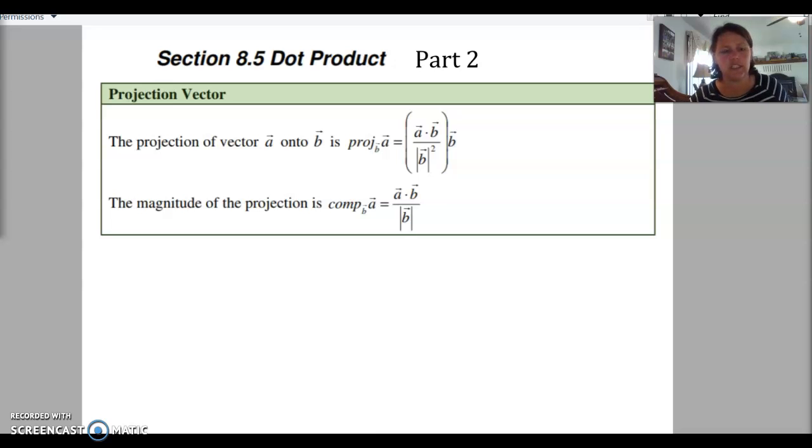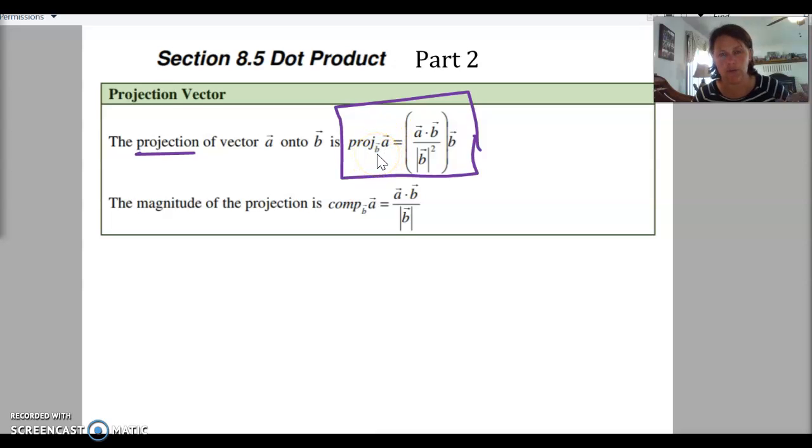Okay, so we're ready to continue on with section 8.5, part 2. This is projections and also the magnitude of the projection. First of all, we have our projection. This is a little bit more nicely written, so I just wanted to show the equation. This is the projection of vector A onto vector B.